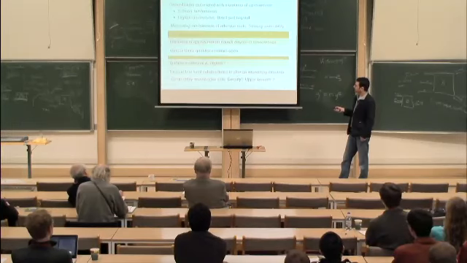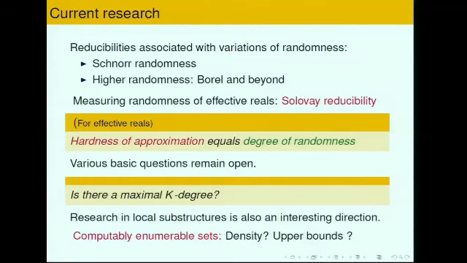So we also have a lot of questions about local structures, like the computably enumerable sets. Many questions, density, upper bounds, least upper bounds, they are open. And people have looked at them. It's just that a lot of times you have this immediate difficulty that a lot of things you know don't work. You need to think of new techniques.